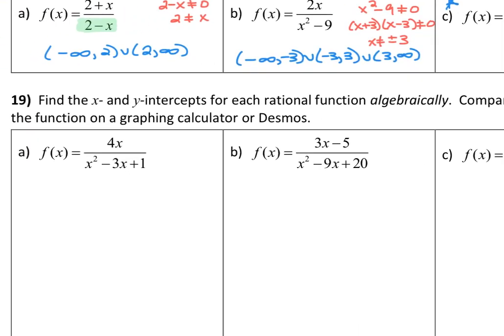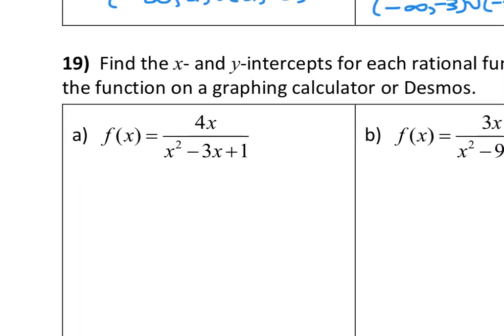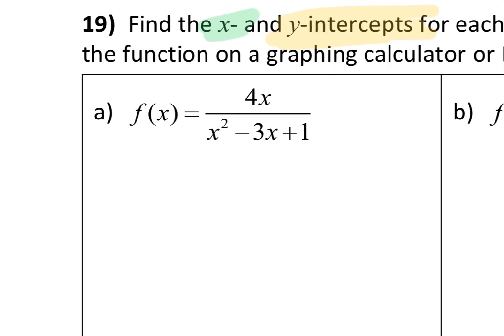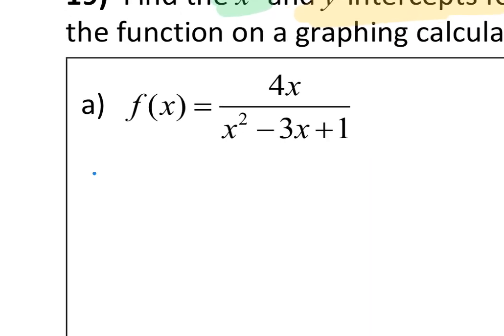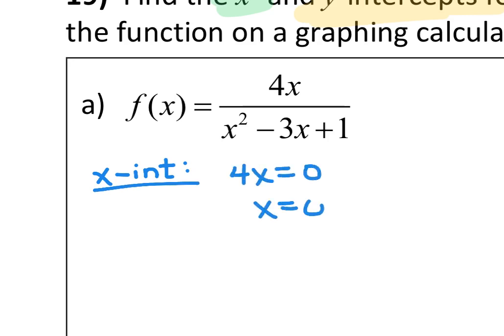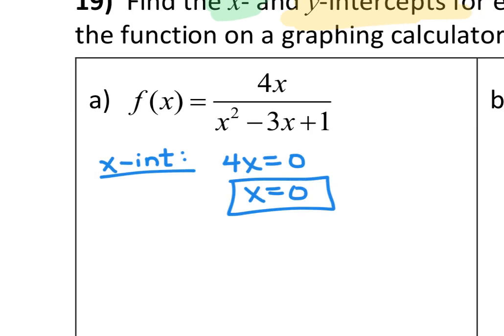Now this next section is asking you to find both the x-intercepts and the y-intercepts for these functions. And so remember that for the x-intercepts, you want to take the numerator and set the numerator equal to 0. So you're going to do 4x equals 0, and so x equals 0. And so your x-intercept is x equals 0.